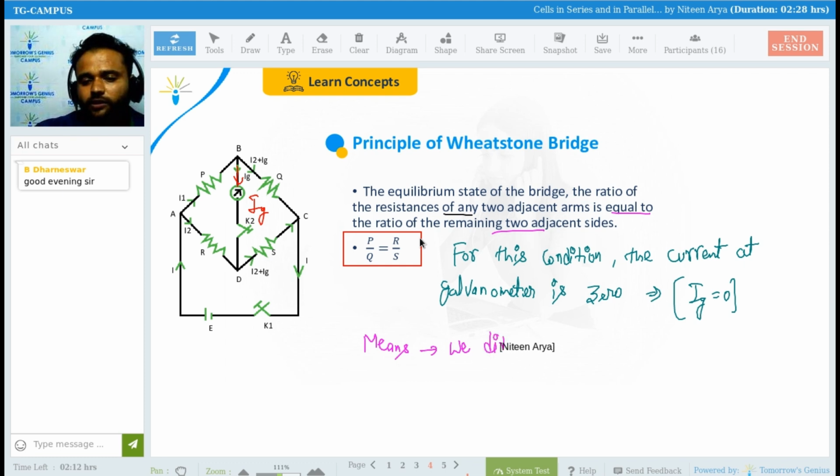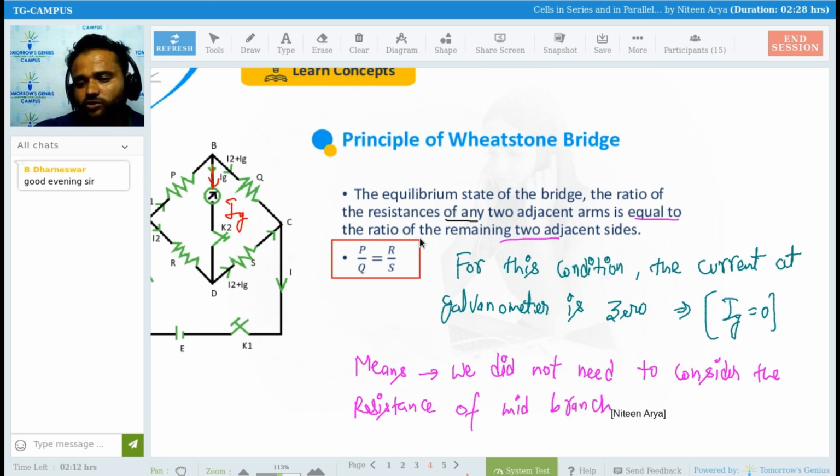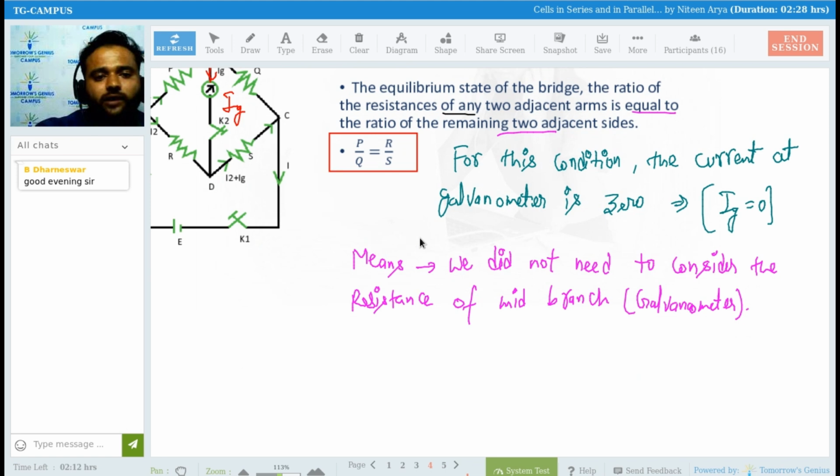This means we do not need to consider the resistance of the galvanometer, the resistance of the mid branch. Okay, for example, you can understand this simply.